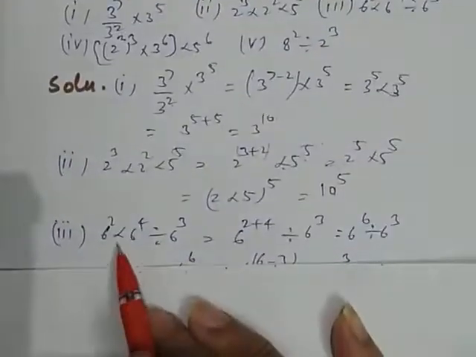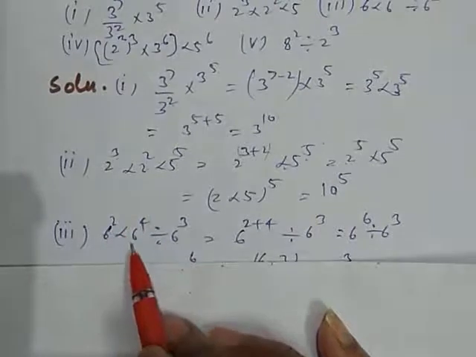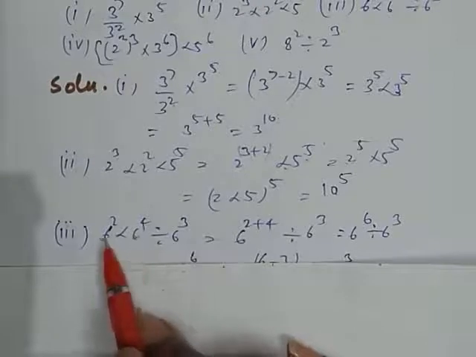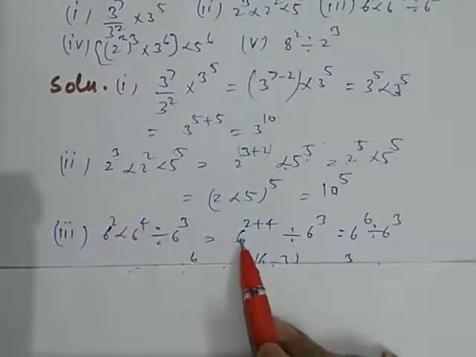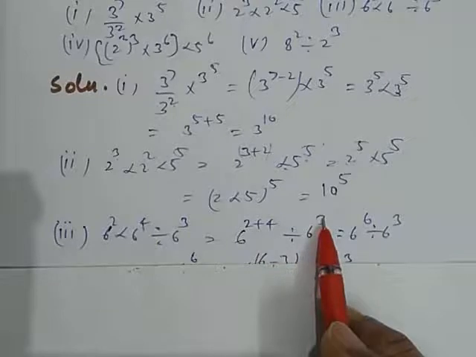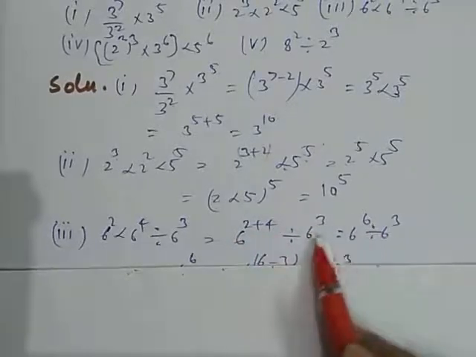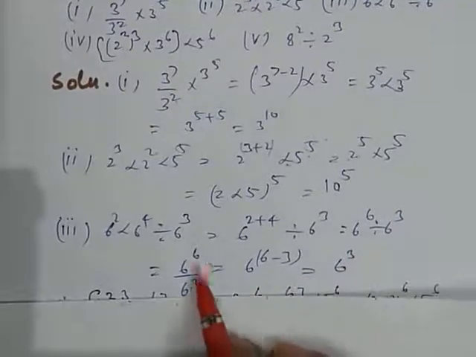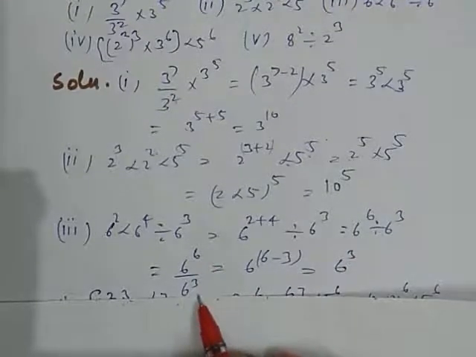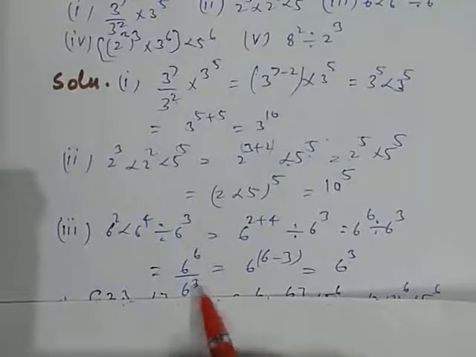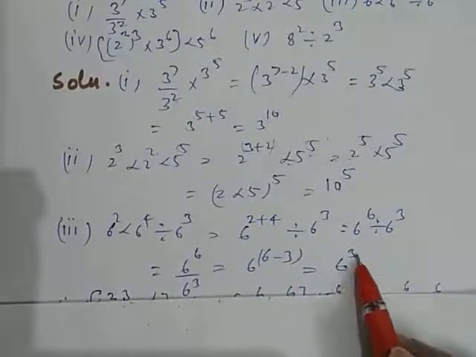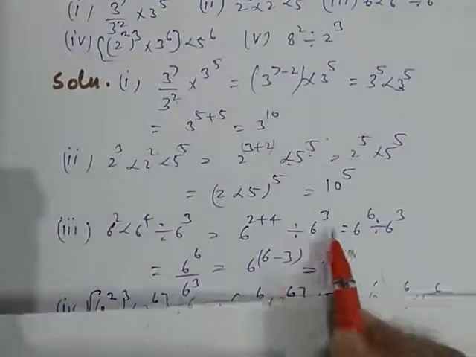Now another example. 6 raised to the power 2 into 6 raised to the power 4 divided by 6 raised to the power 3. These are the same base, so the exponents add. 6 raised to the power 2 plus 4 divided by 6 raised to the power 3. This becomes 6 raised to the power 6 and this 6 raised to the power 3. Okay, so this can be written as 6 raised to the power 6 upon 6 raised to the power 3. But by applying the rule, this becomes 6 raised to the power 6 minus 3 by using the formula. So 6 minus 3, 6 cube. This way we solve this.